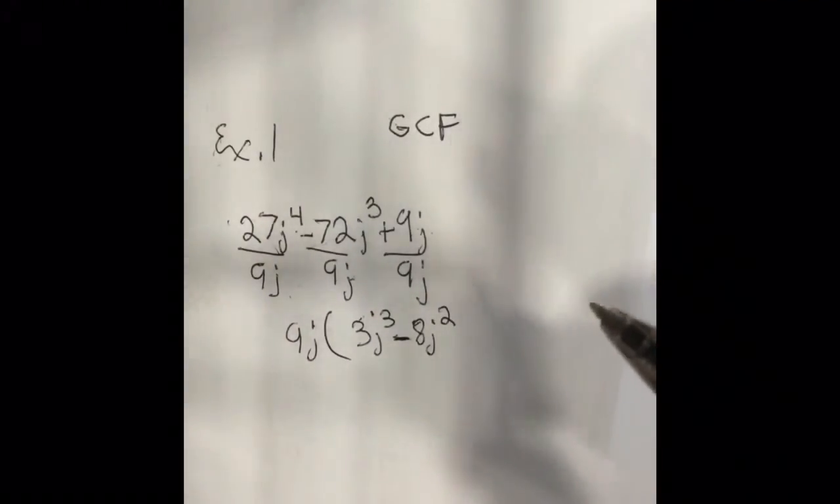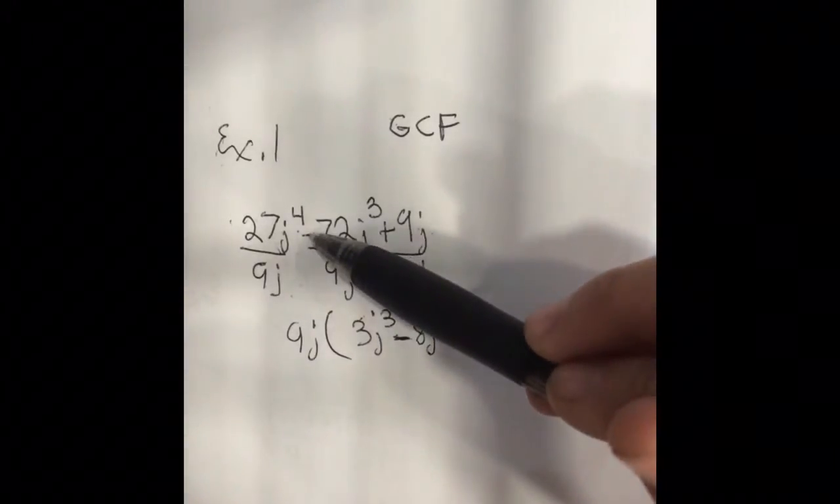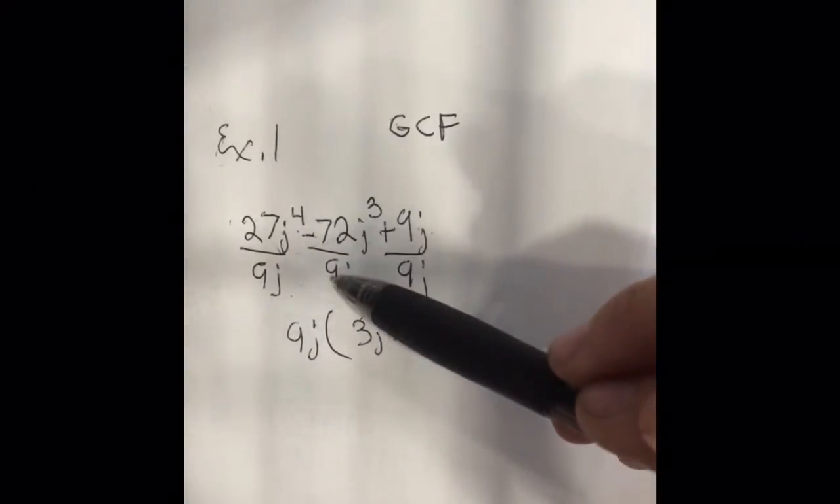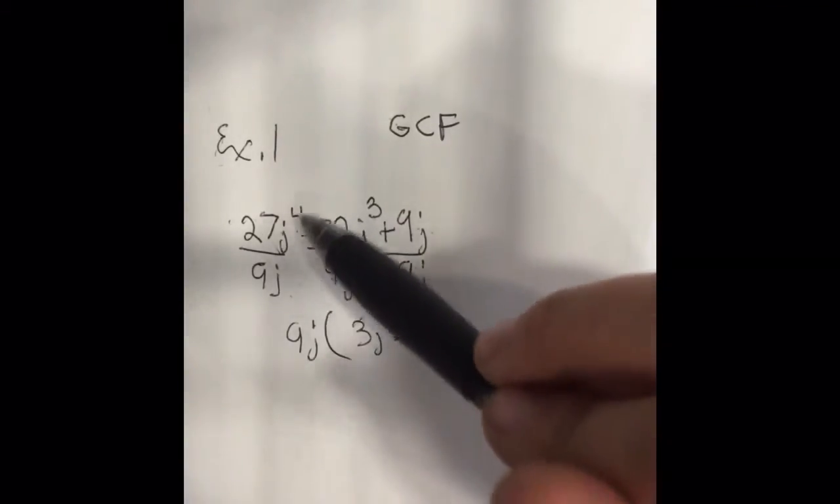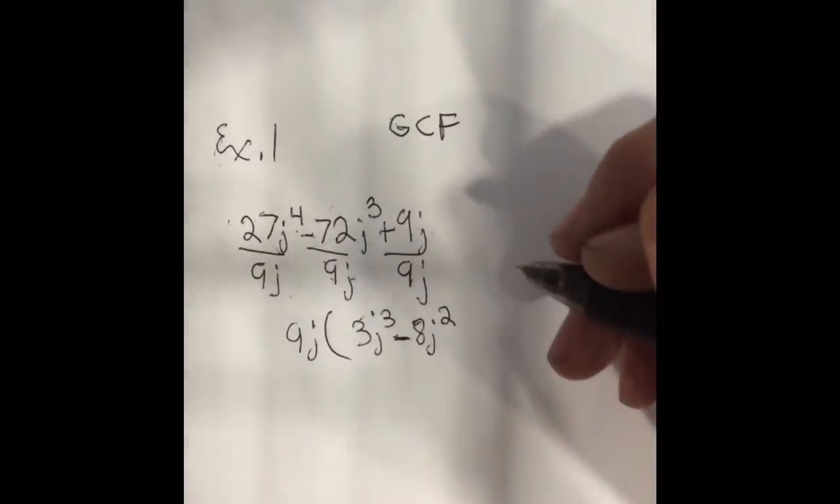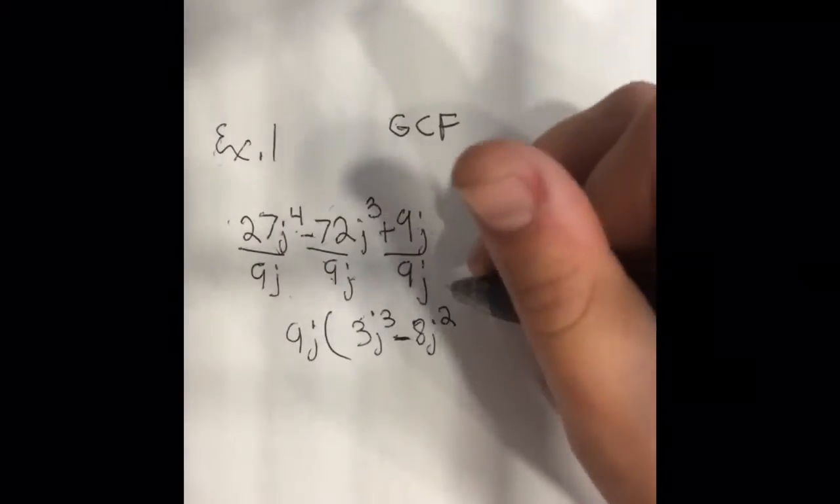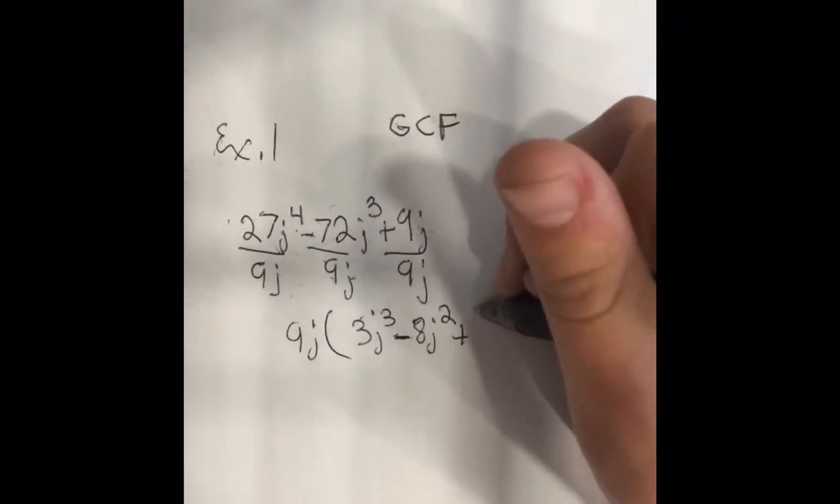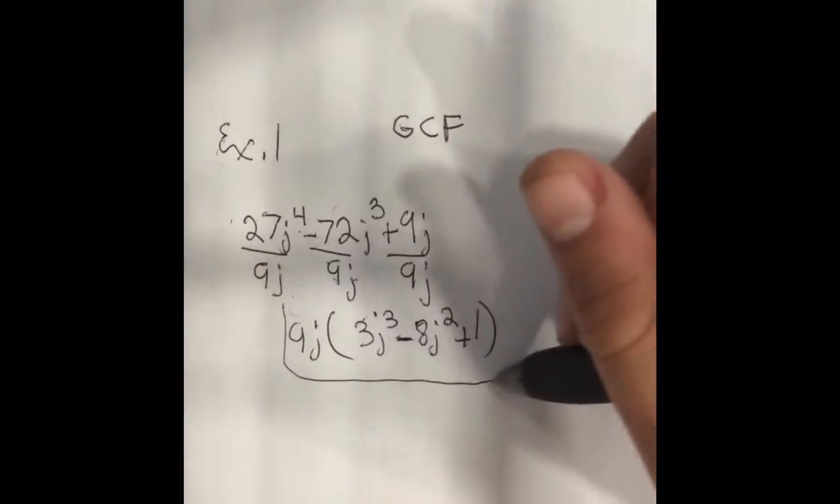And a common mistake would be for someone to do a positive sign instead of a negative sign, but when you're dividing, you should always remember that when there's two opposite signs, it'll always be negative. And then 9j divided by 9j is just 1, so plus 1. And this is your final answer.